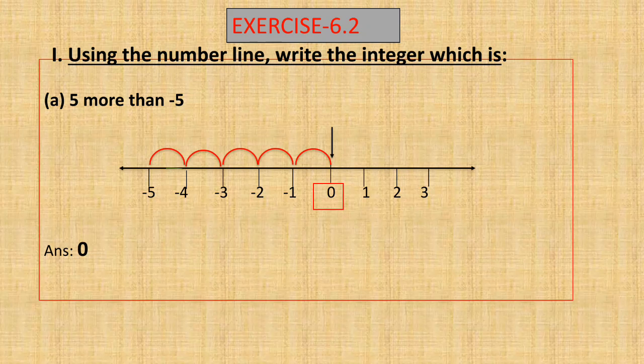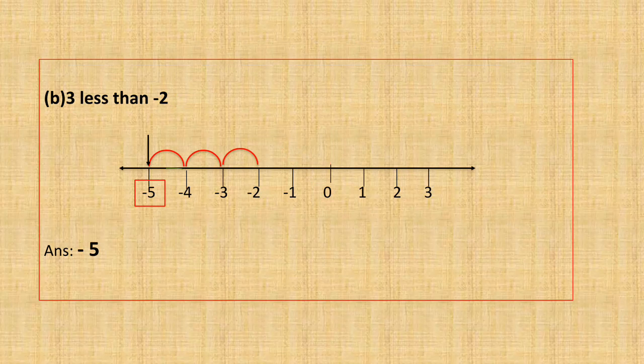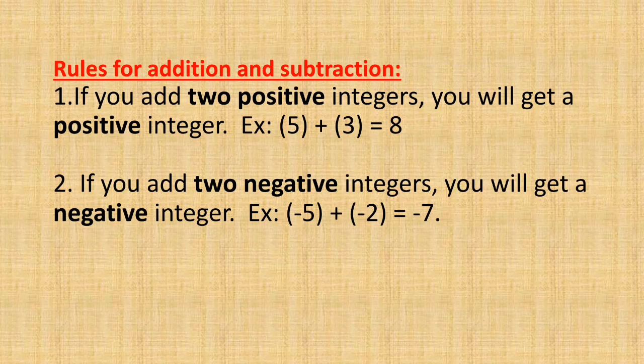Here you have 5 more than minus 5. So start from minus 5 and move forward 5 times: minus 4, minus 3, minus 2, minus 1 and 0. After the forward 5 steps, you will get 0. That is your answer. In this sum, you have less than, 3 less than minus 2.